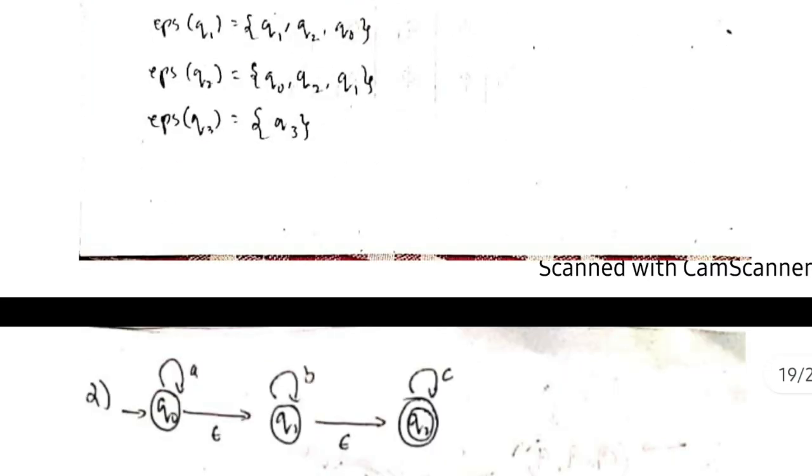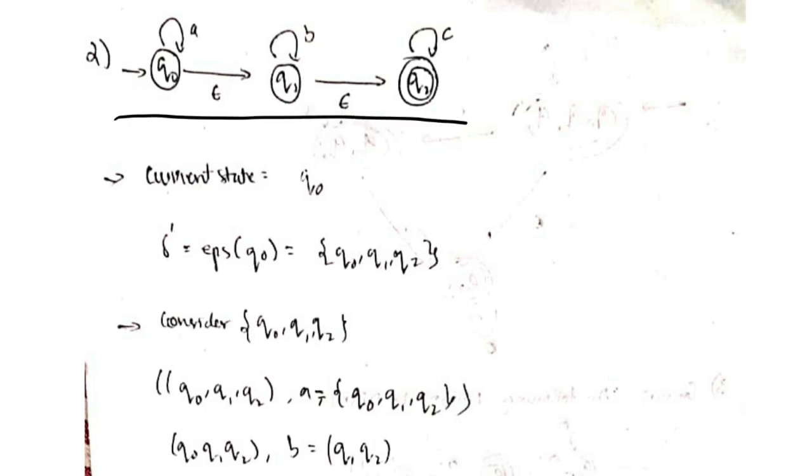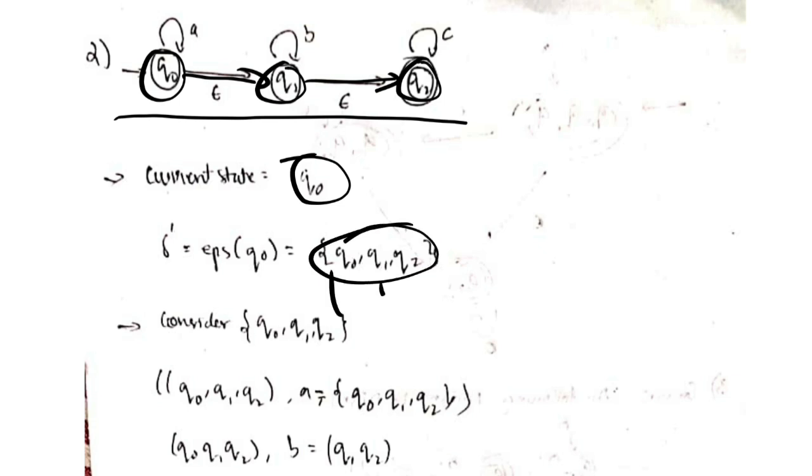Okay, after writing that, we will do the further steps. This is a very important question from an exam point of view. So how to do that? This is the given automaton here. We have to first write down the current state. The current state is the starting state, so we'll write here q0. Then we'll find the epsilon closure of q0. Epsilon closure of q0 means through epsilon I can go to q1 and q2 also. Therefore the epsilon closure will be q0, q1 and q2.